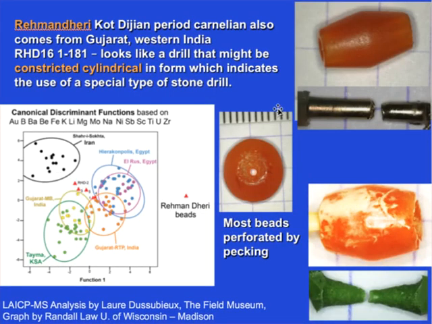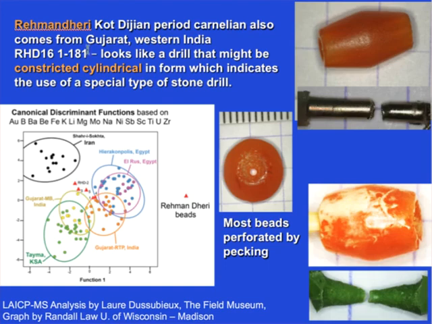Remanderi is a site in northern Pakistan excavated by the Peshawar University and the Department of Archaeology, Harappa.com. At this site, they have found numerous carnelian beads and also lots of lapis beads. We were able to study the Remanderi beads with laser ICP-MS, and these carnelian beads also come from Gujarat. The important thing about the technology, however, is that the pecking technique, which is found everywhere in the Indus and basically the world, is found on some beads from Remanderi.